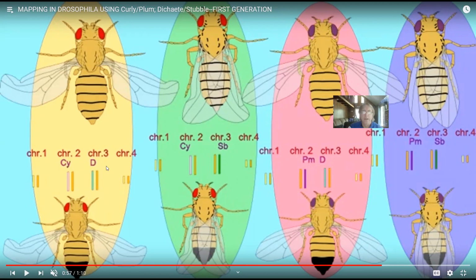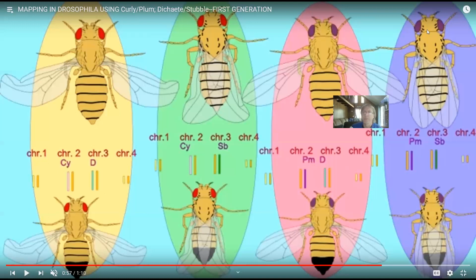flies, if you have, say, curly winged females, which also are dichaete. So they have 2 mutations, curly because there's a bend and dichaete because they're spread out. You can only mate curly dichaete females to a curly dichaete male for this to work in the next generation. If you have curly wings and stubble bristles, you can only mate curly stubble females to curly stubble males. You could only mate plum dichaete males to plum dichaete females.